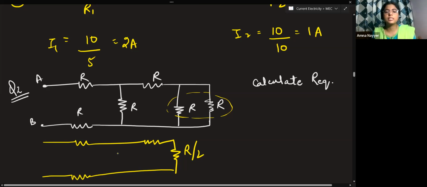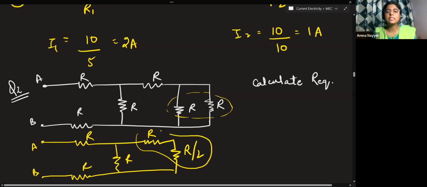So this is the circuit that is now left. Now, A and B, you have to calculate equivalent resistance across A and B. R by 2, both of these are connected in what? Series. So, this was R1, this is let's say 2, this is 3, 4, 5, 6. So, R12 is R by 2.